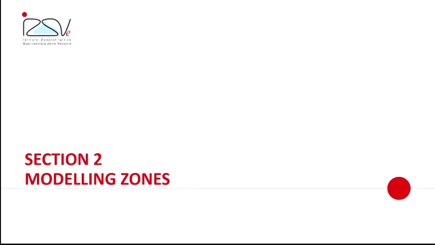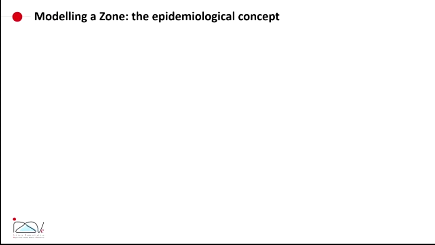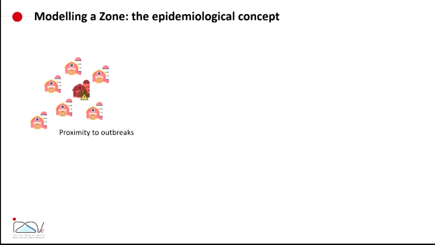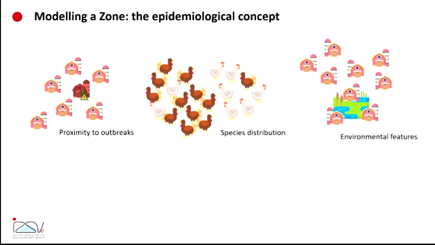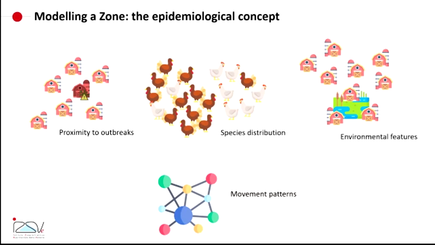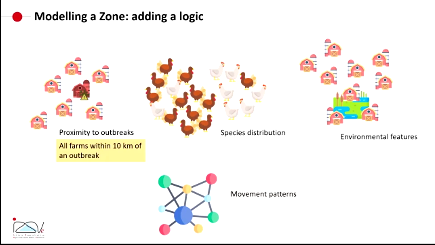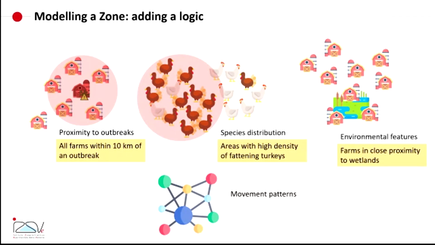So, going to the part on modeling zones. What are zones? Zones essentially start as an epidemiological concept, a very simple concept. For example, proximity to an outbreak, or species distribution, or again environmental features or movement. And then to the concept you add some logic. For example, all farms within 10 kilometers, or areas with a high density of fattening turkeys, areas located in proximity to wetlands, or farms that are connected to the same feed mill through vehicles.